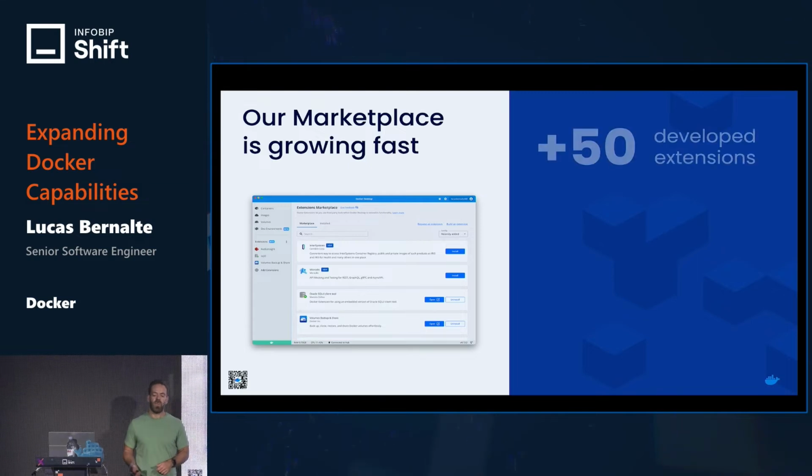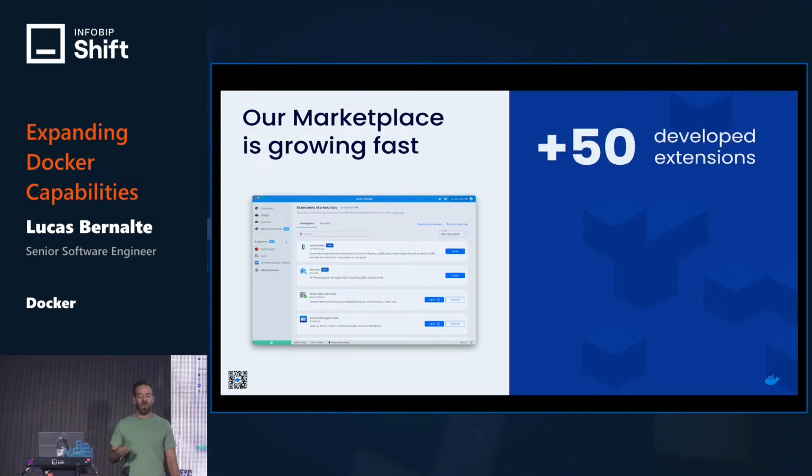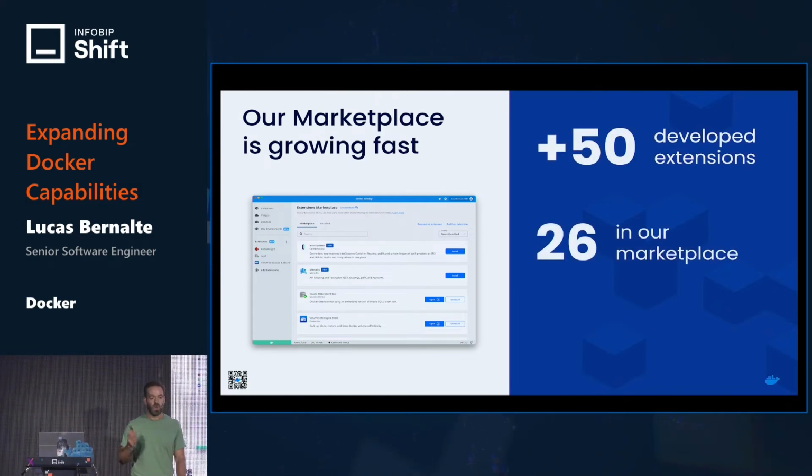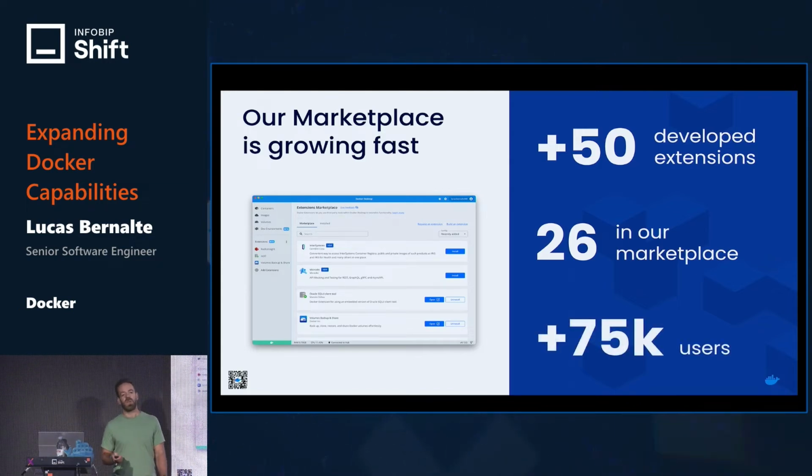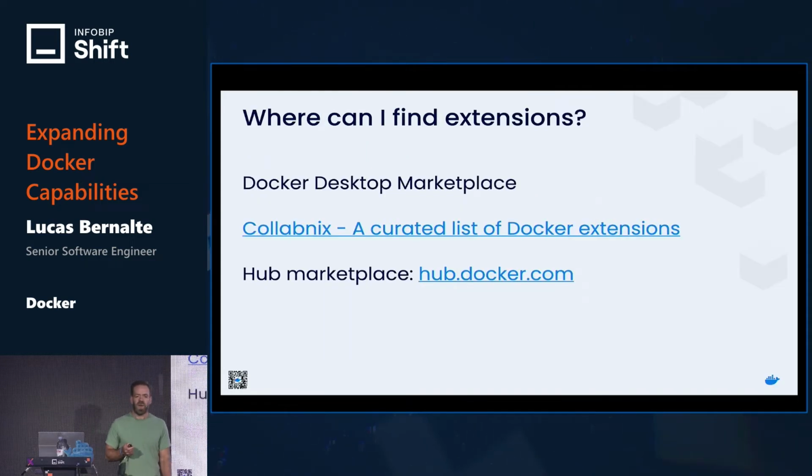Now we have more than 50 developed extensions, and from those, there are already 26 in our marketplace. And since we released extensions 3 months ago, we already have more than 75,000 users who use extensions in their day-to-day. So where can I find these extensions?